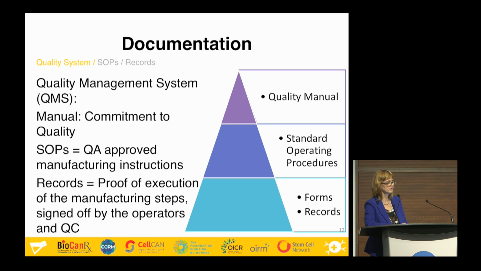GMP is part of a quality management system, and this is usually defined with one document, which is called the quality manual. And in that manual, the organization that is producing the drugs for clinical trials commits to the quality. They describe how GMP will be implemented in the organization and which regulatory guidances need to be complied with. This is only one document that is the cornerstone for the whole documentation and quality process.